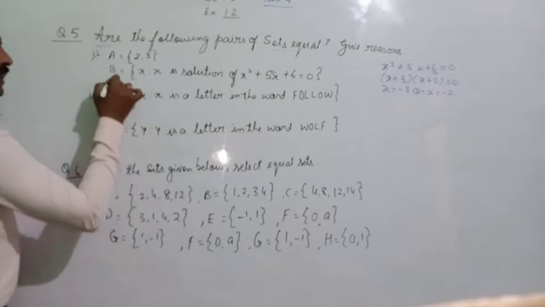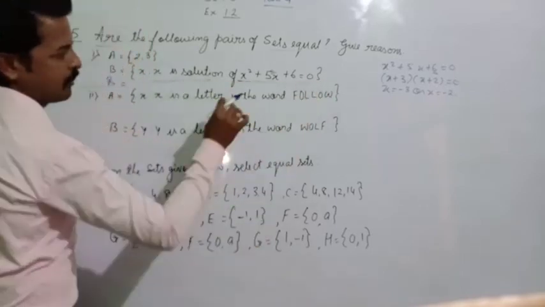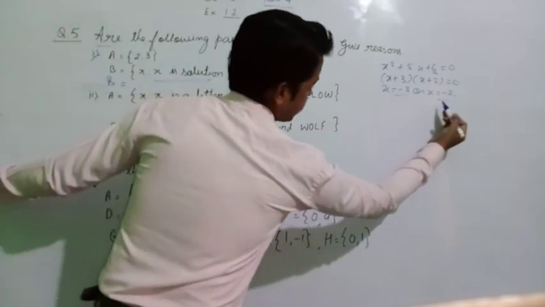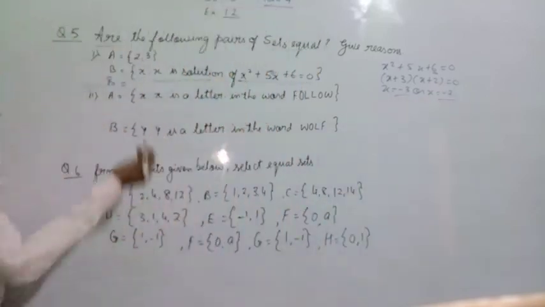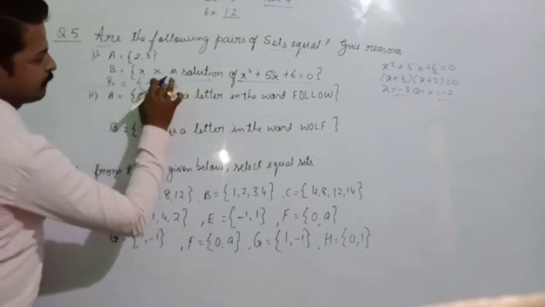So B has elements x that are solutions of this equation. We have got the solution which is minus 3 and minus 2. Just write it in the set. What are the elements now? Minus 2 comma minus 3.